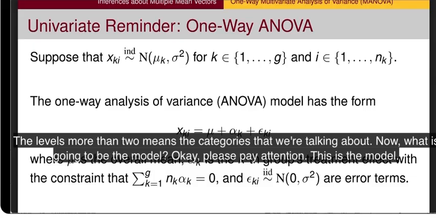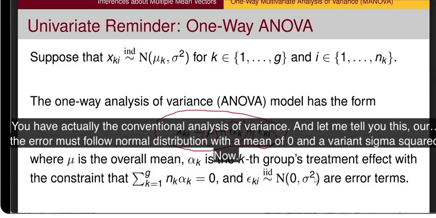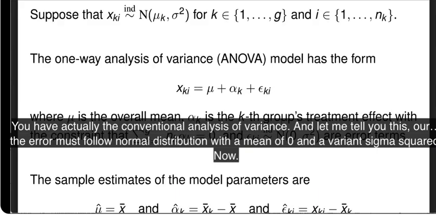Now, what is going to be the model? Please pay attention. This is the model. In the analysis of variance, this is going to be the grand mean, this is the treatment effect, and this is the error. Now you have that in the conventional analysis of variance. And let me tell you this, the error must follow a normal distribution with a mean of 0 and variance sigma squared.